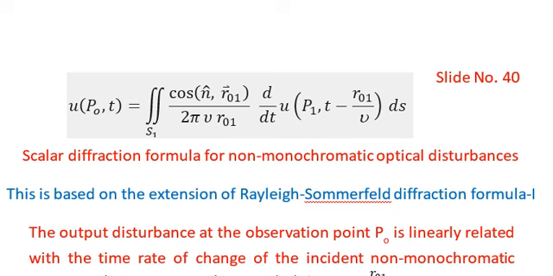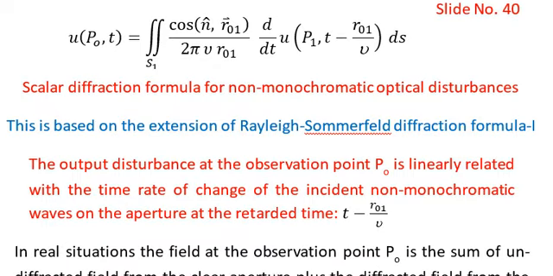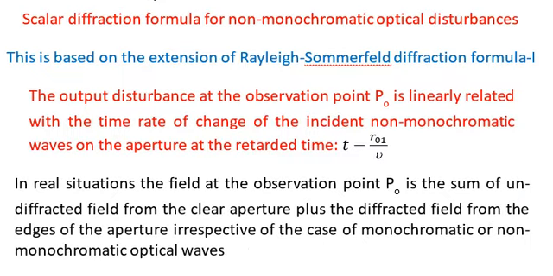Remember that this formula is very useful. This is the formula that we can use for non-monochromatic optical disturbances. It is based on the extension of Rayleigh-Sommerfeld diffraction formula 1, which we have used in order to reach this relationship. The output disturbance at the observation point P naught is linearly related with the time rate of change of the incident non-monochromatic waves on the aperture at the retarded time t minus r01 over v.